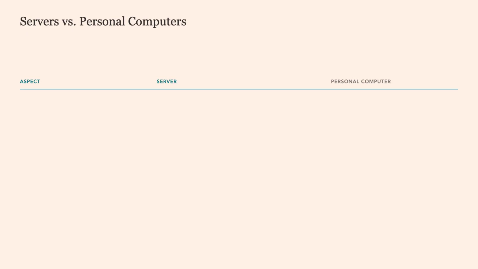Let's compare servers and personal computers side by side to make the differences concrete. In terms of use case, servers are designed for shared services and continuous operation, while personal computers are meant for individual use. For CPUs, servers often have multiple processor sockets, giving them far more computing cores than a personal computer's single CPU. Memory is another major difference.